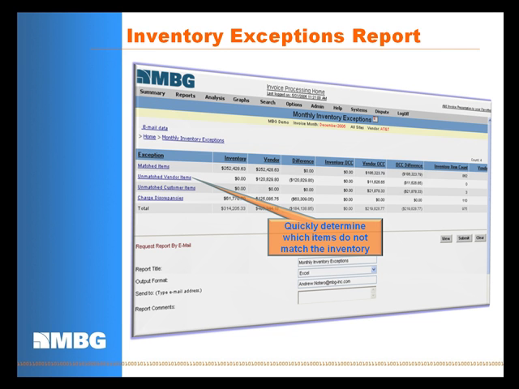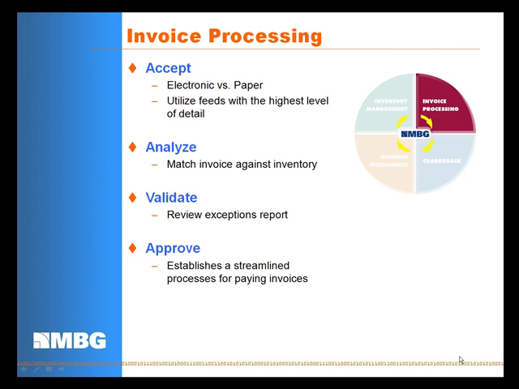Here, one can see the tremendous advantages electronic data yields with conducting analysis and the efficiency that is gained in analyzing invoices. The key to invoice processing is automation. Companies can streamline the process by using electronic data, which yields far greater detail, enabling deep dive analysis, accelerating invoice analysis. Let's take a look at some examples of how MBG's invoice processing works.